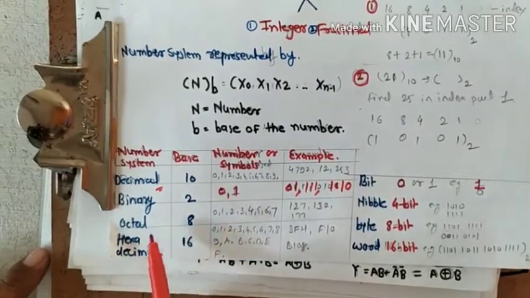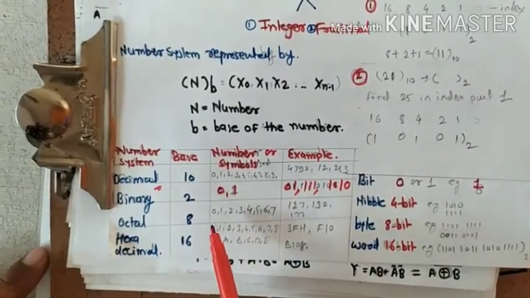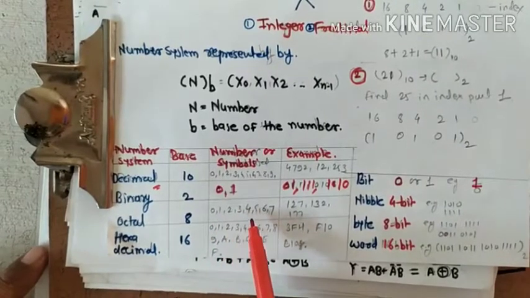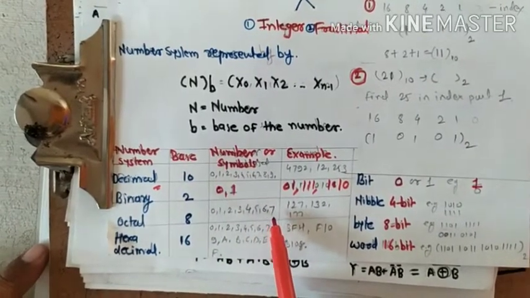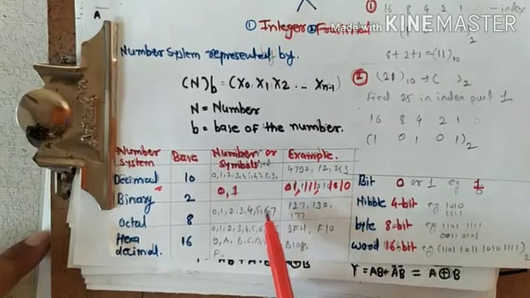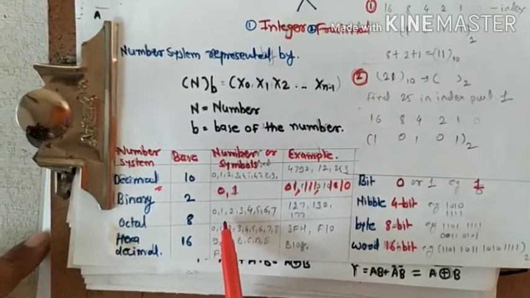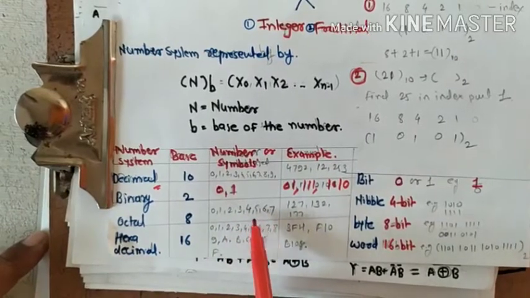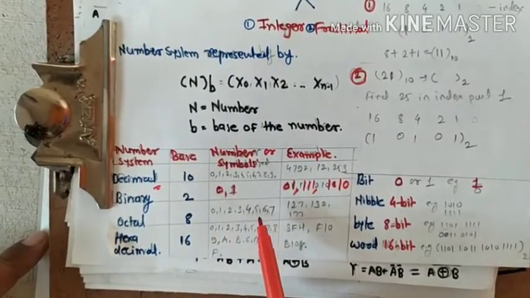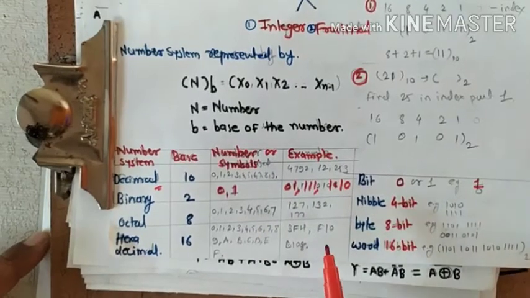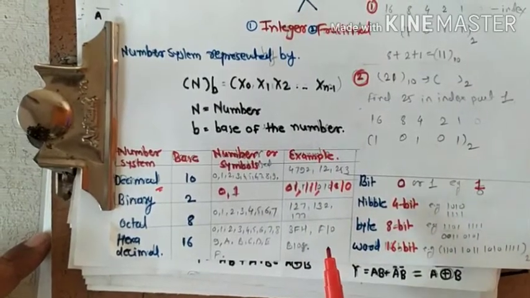Next is octal. Octal base is 8 and it uses 0, 1, 2, 3, 4, 5, 6 and 7. Above 7, this number system does not use any number. We only use 0, 1, 2, 3, 4, 5, 6, 7, and by the help of these numbers we can write our number, and after writing that number we mention the base 8.